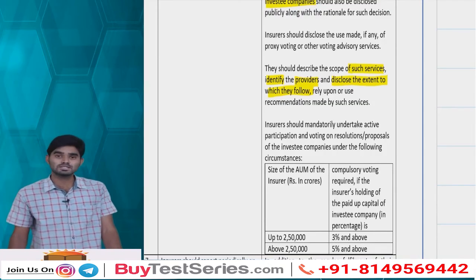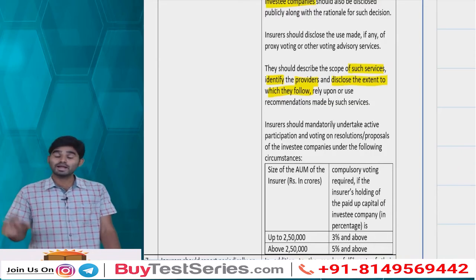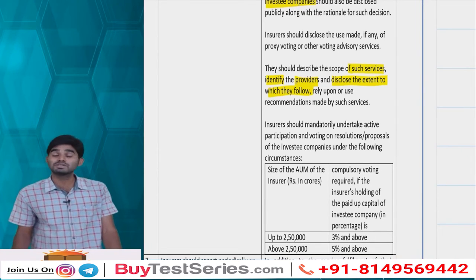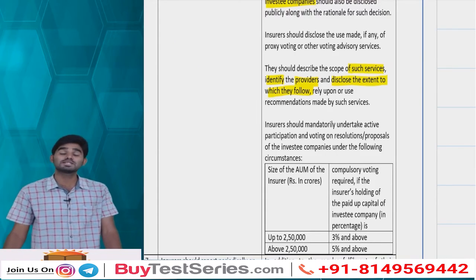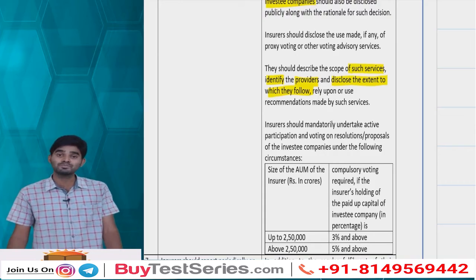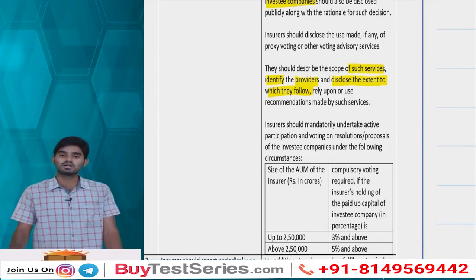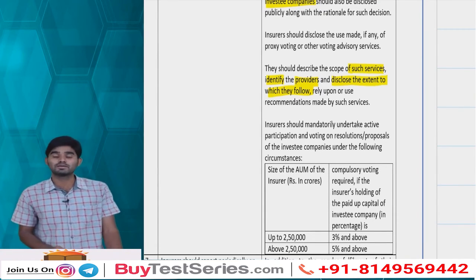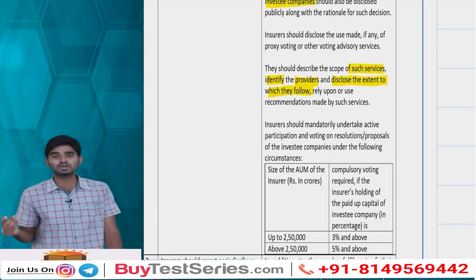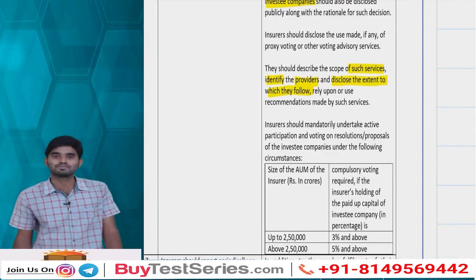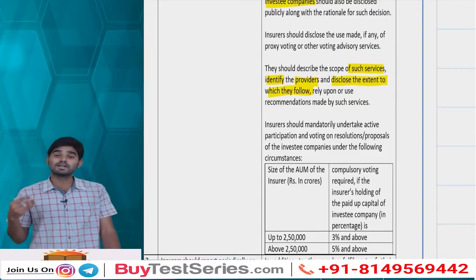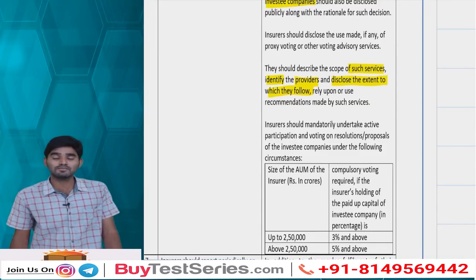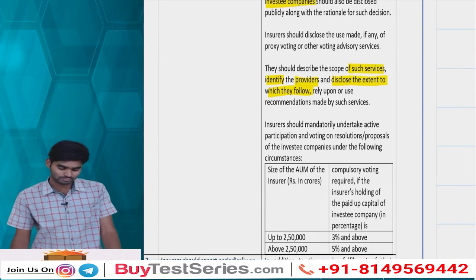See, we have these advisory services firms whereby they read these investee companies, they make a study of the progress of these investee companies and provide advice as to whether you can continue your investment in this investee company or not. With respect to your agenda items, that is with respect to voting items, they provide advice whether you could go against it or you could assent that particular resolution. So they provide the advisory services. So if at all you are availing such advisory services, then you publicly disclose that.